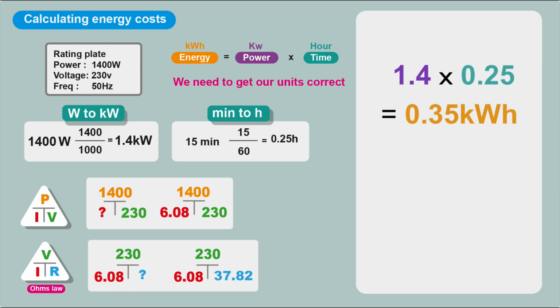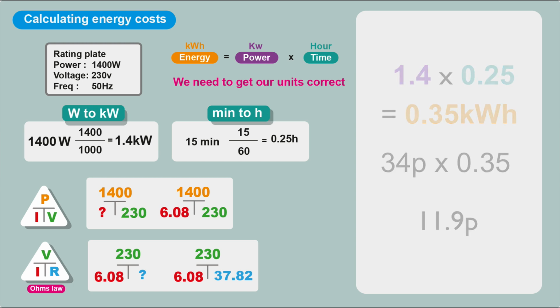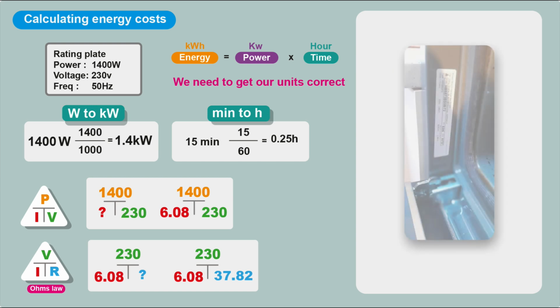Now we've got our kilowatt hours, we just simply times the price we're charged per kilowatt hour by that number. So 34p times 0.35 will cost you 11.9 pence to run. So this air fryer, being powered for 15 minutes, would cost you 11.9 pence. We'll do another example in a minute.